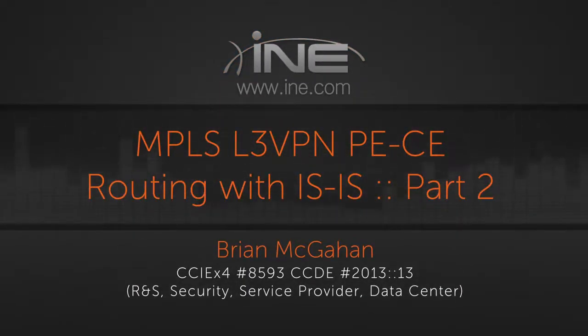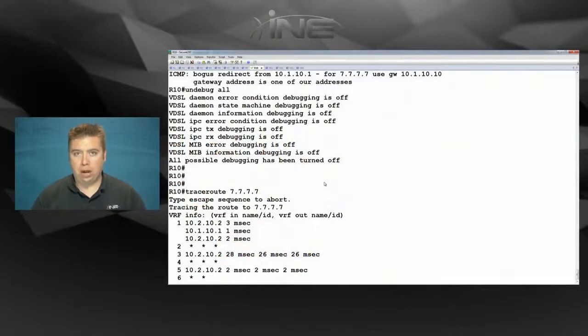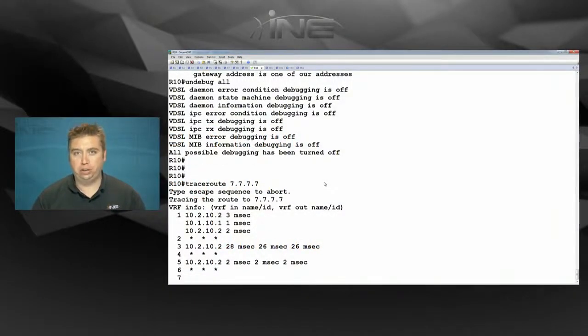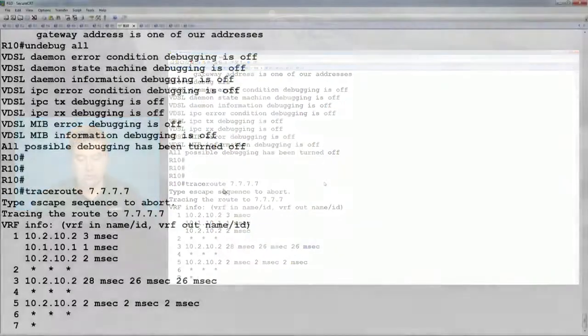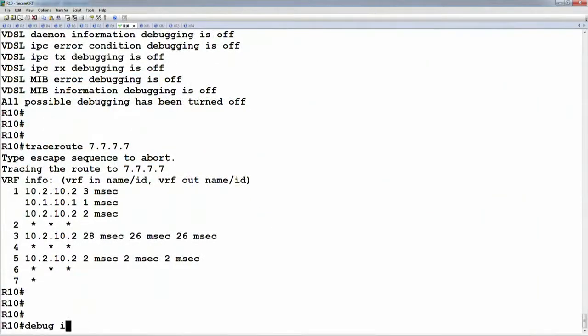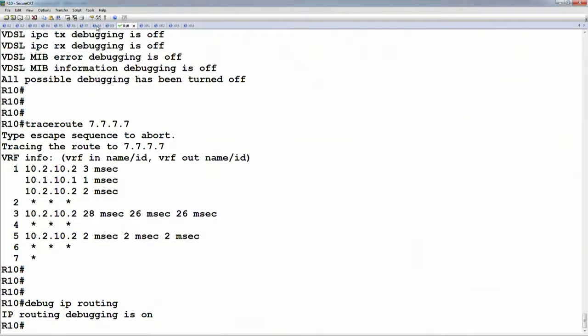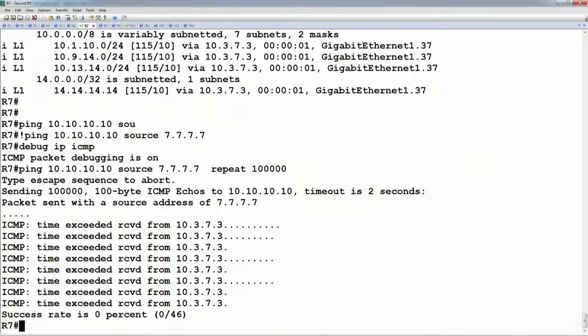Okay, so I would say the next thing we need to look at is the debug of the routing table. We need to figure out what specifically is changing. And the way we can see this is simply to debug IP routing. Okay, so we're going to look at this on the customer edge, and then we're also going to look at this on the provider edge.